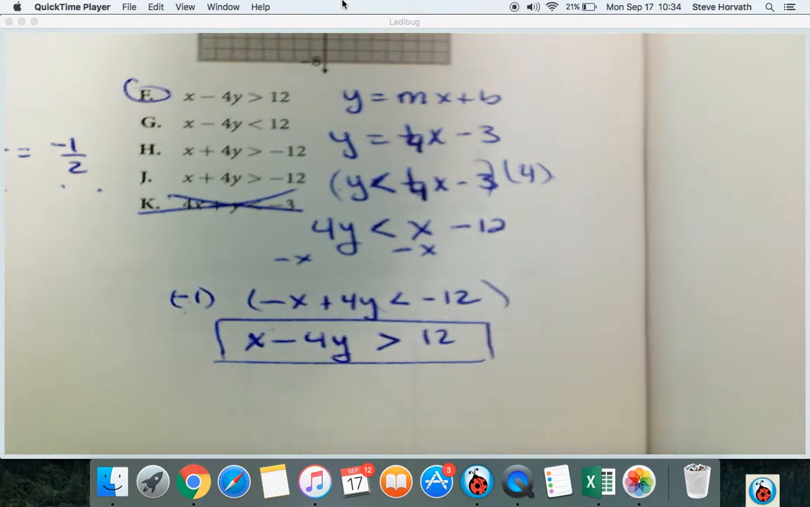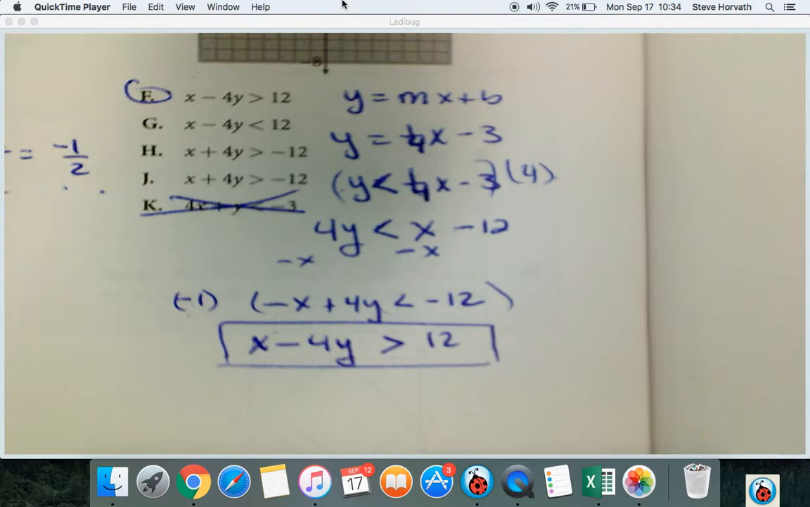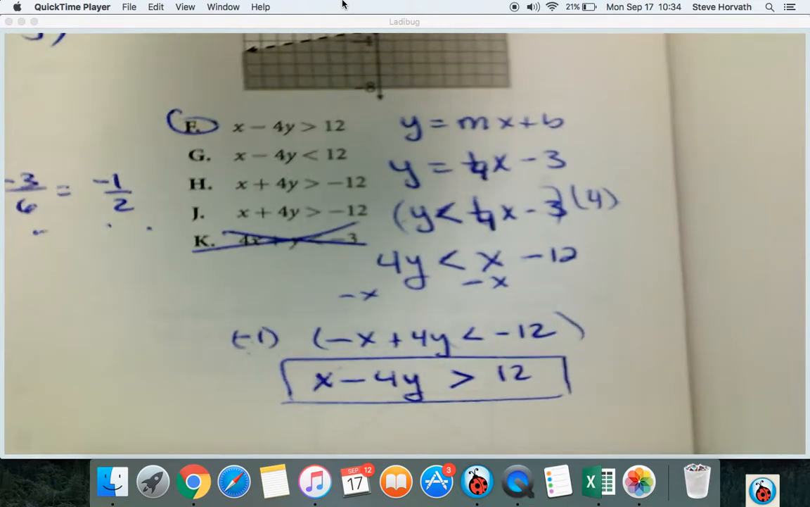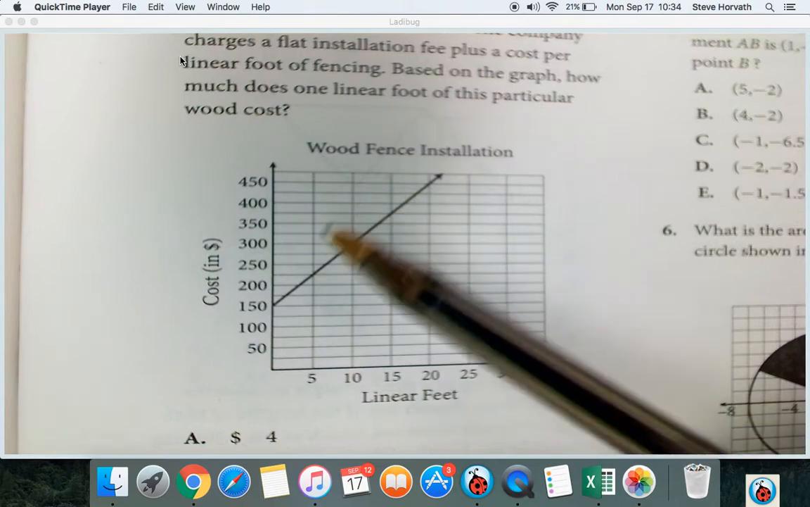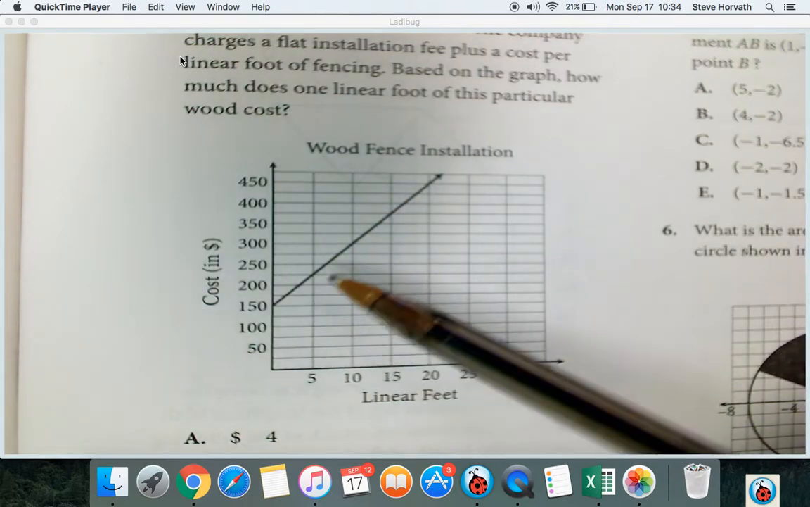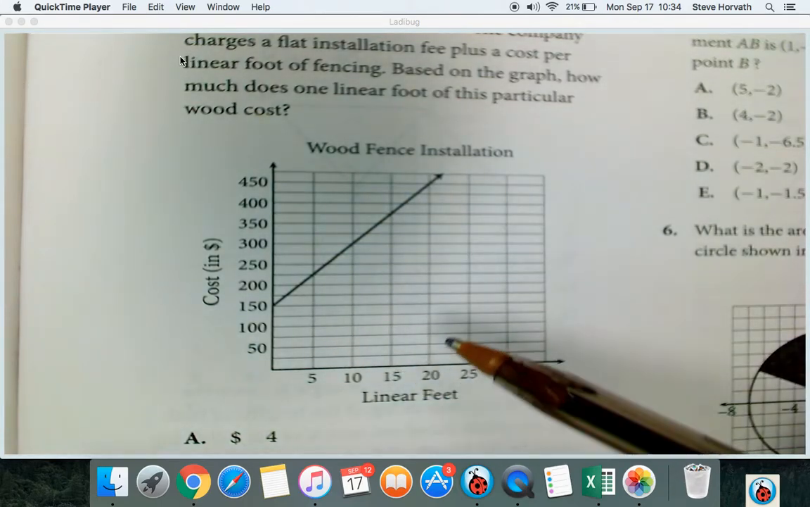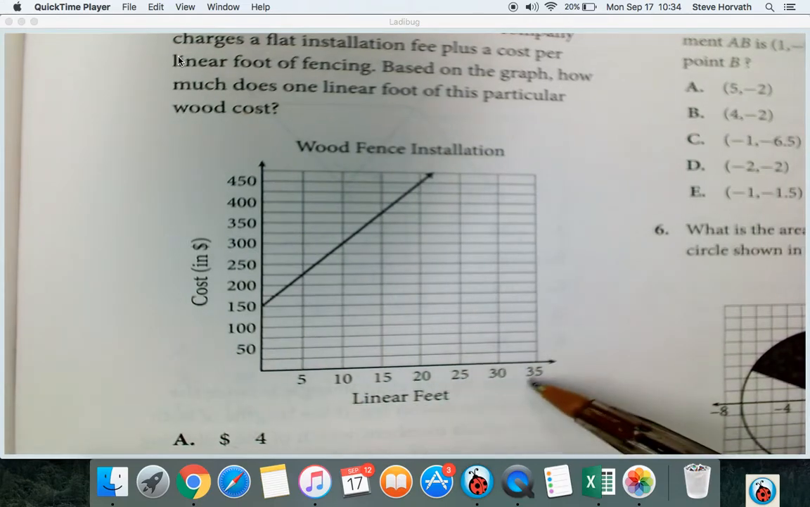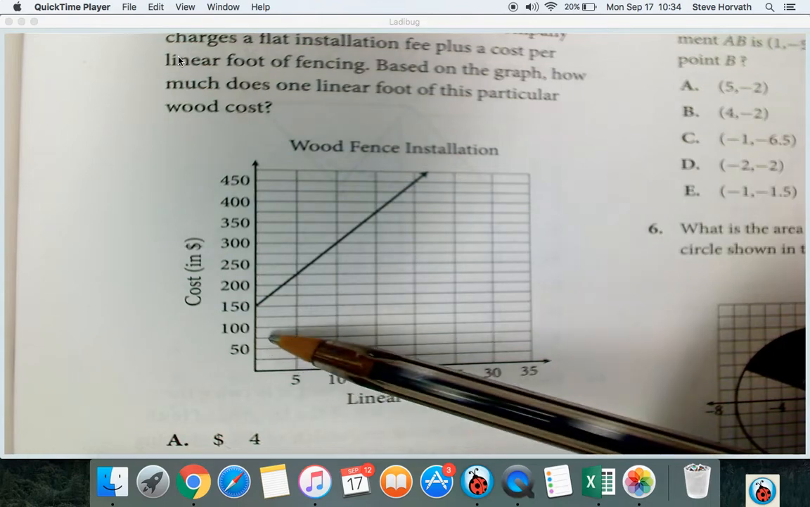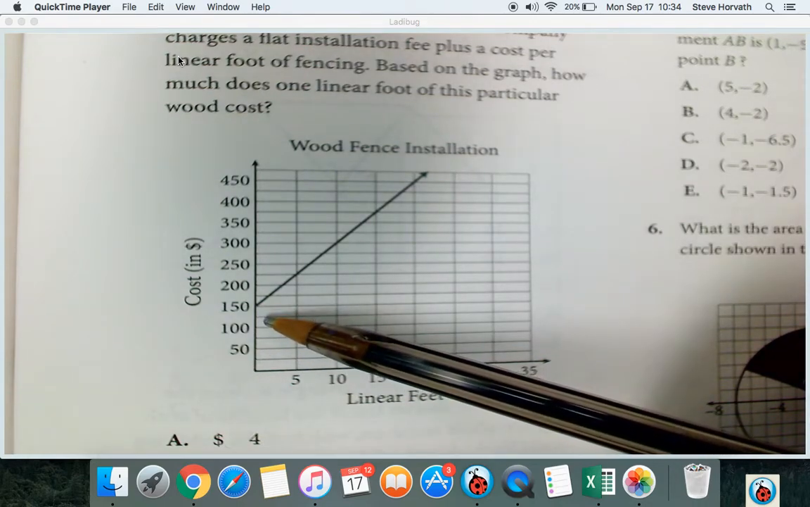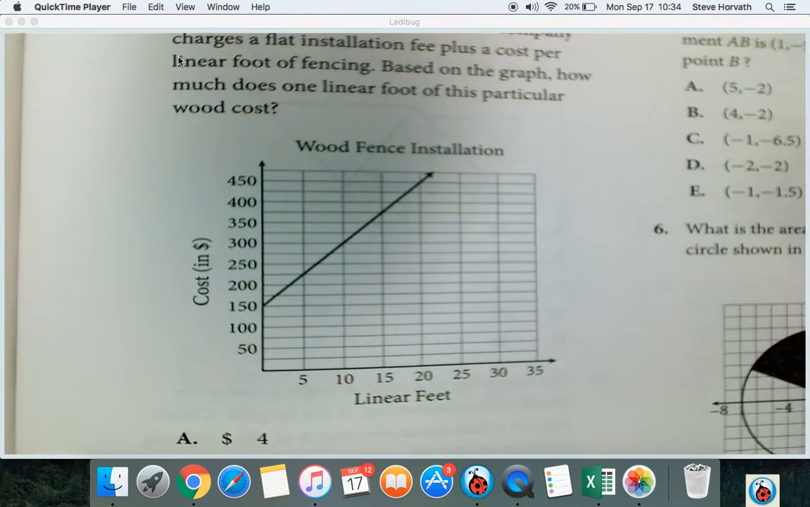No real good, easy shortcut for that problem. Okay, number 3. We read the problem, we're looking at the graph. We see that we wanted the cost of 1 linear foot of wood. The graph gives us the cost of installation for each linear foot in increments of 5. The cost is in increments of 25. Now it says 25, 50, 75, 100, 125, 150, and so on.